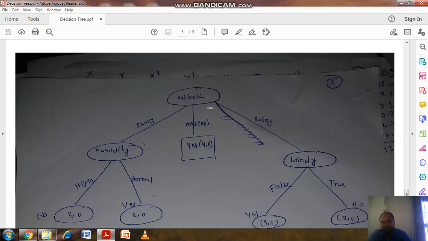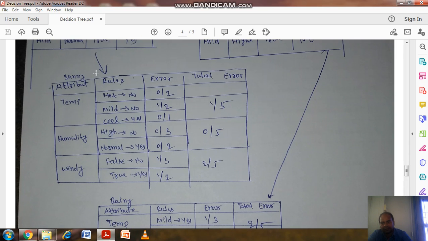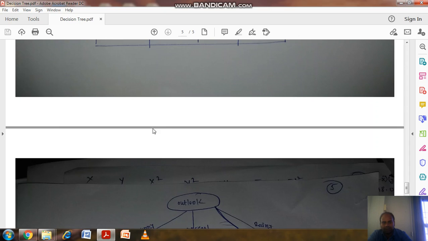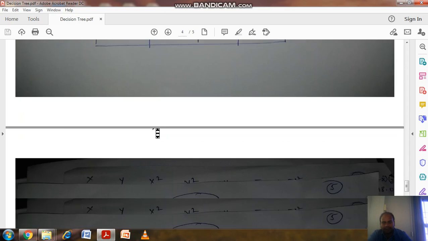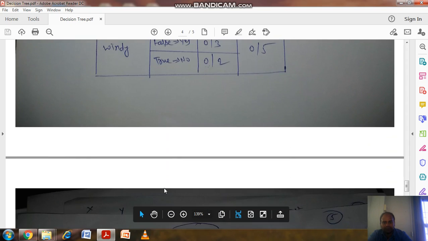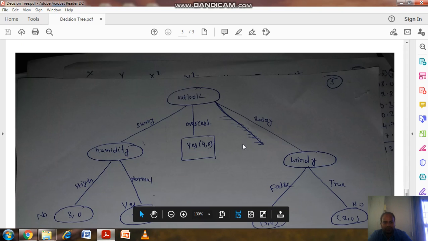So we will reconstruct our decision tree: outlook, sunny, rain. Sunny, on the left hand side, has different values: temperature, humidity and windy, but humidity is the least value. So humidity has two values, high and normal. So I will make humidity high and normal. Similarly, on the right hand side the least value is windy, so we'll consider it the secondary root node. It has two variables, false and true.